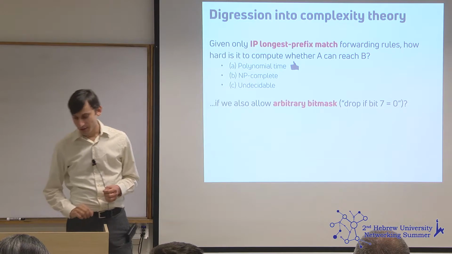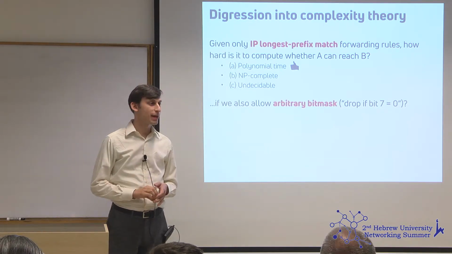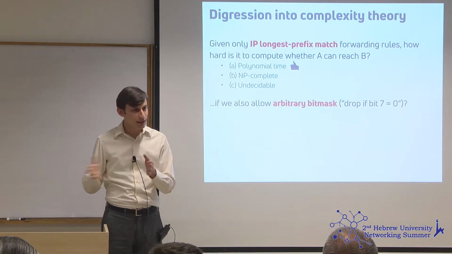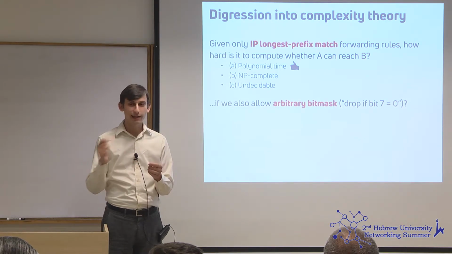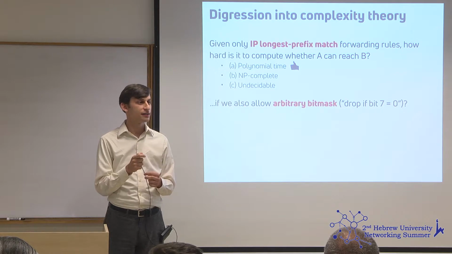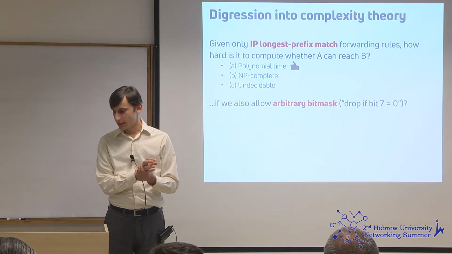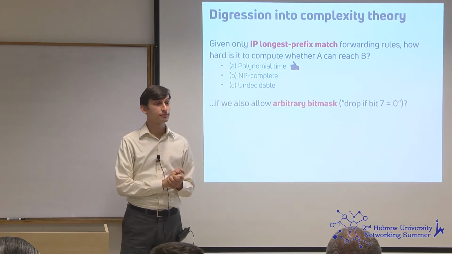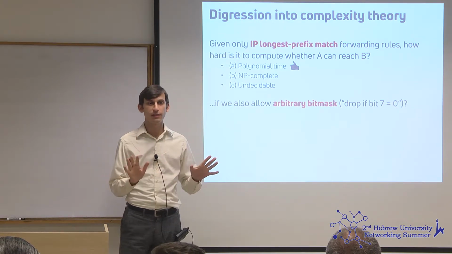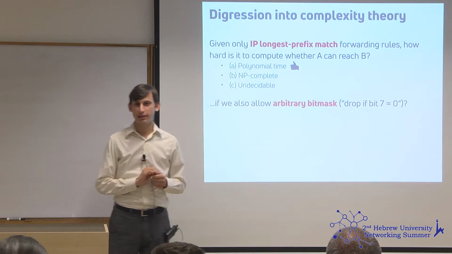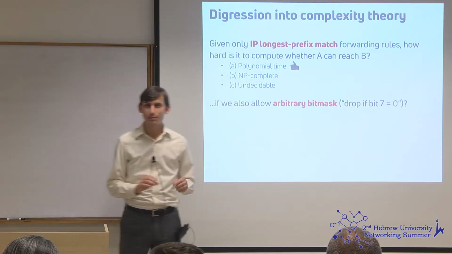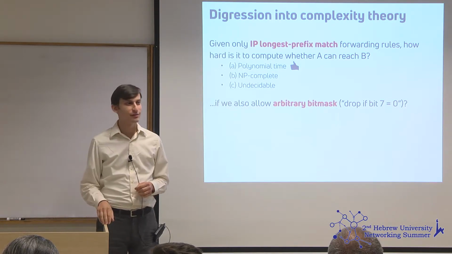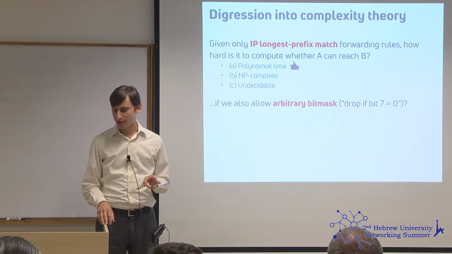Next one, how about if we also allow an arbitrary bit mask? Okay, so now this says it's not necessarily just a prefix. I can look at one bit in the packet header and say, if bit 7 is 0, I'm going to drop the packet. Okay, that's all I can do. So very simple packet filtering, right? Like the most simple that you can imagine. All right, so for this case, let's vote. Polynomial, NP complete, or undecidable.